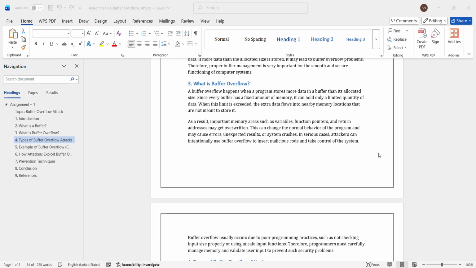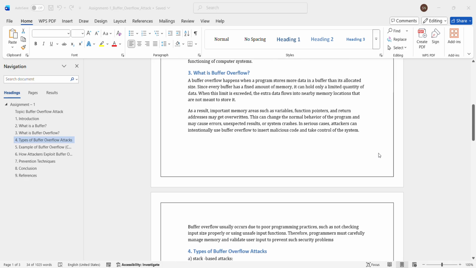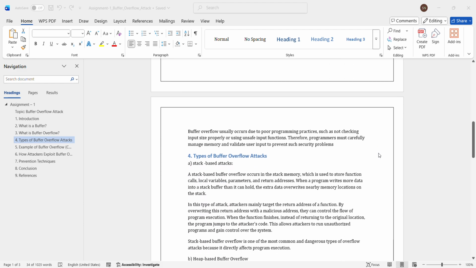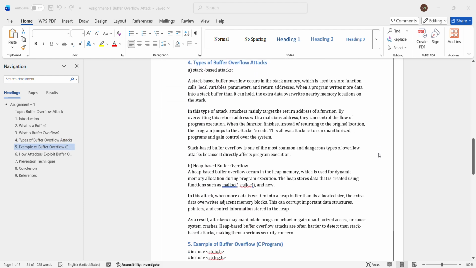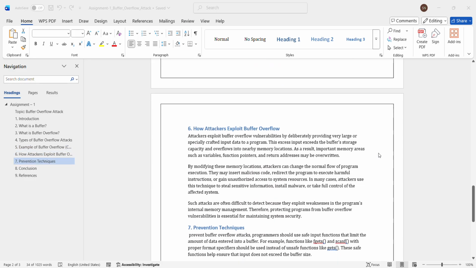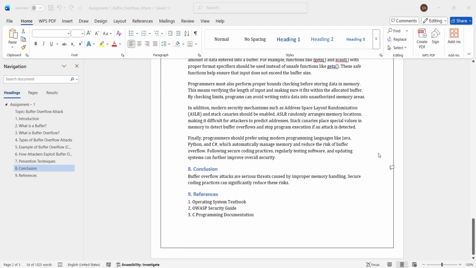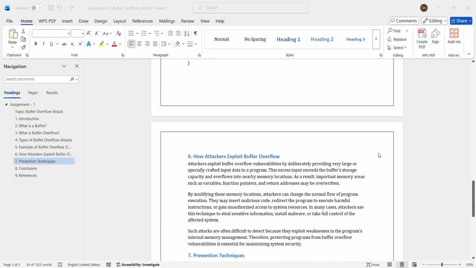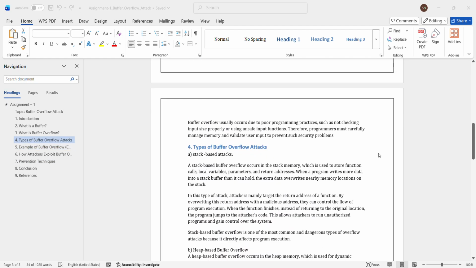Prevent buffer overflow attacks. Programmers should use safe input functions that limit the amount of data entered into a buffer. For example, functions like fgets and scanf with proper format specifiers should be used instead of unsafe functions like gets. These safe functions help ensure that input does not exceed the buffer size. Programmers must also perform proper bounds checking before storing data in memory. This means verifying the length of input and making sure it fits within the allocated buffer. By checking limits, programs can avoid writing extra data into unauthorized memory areas.